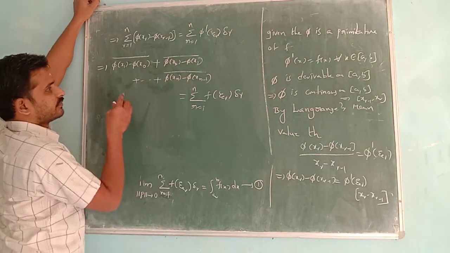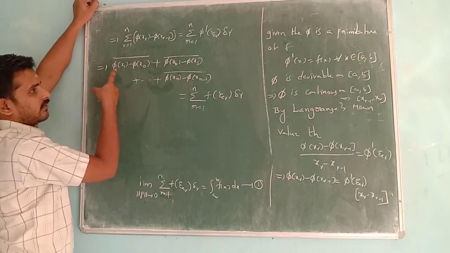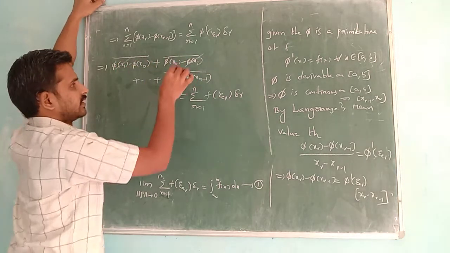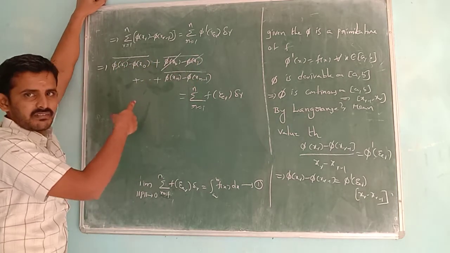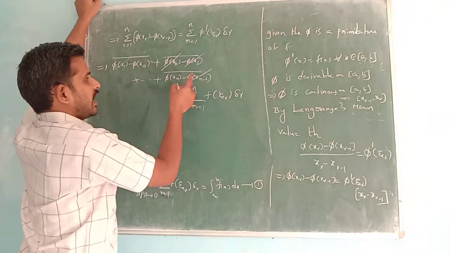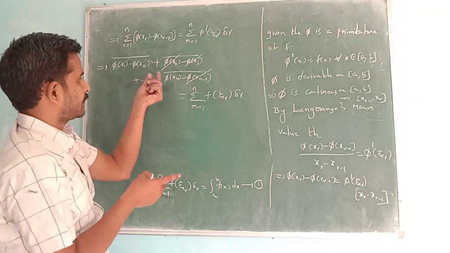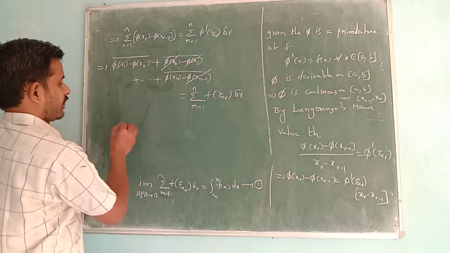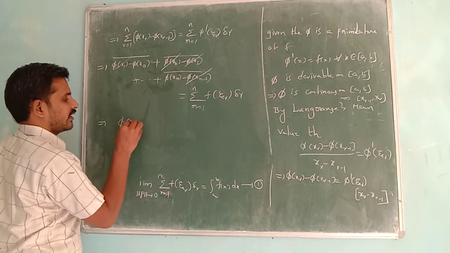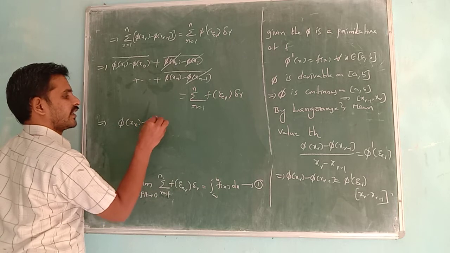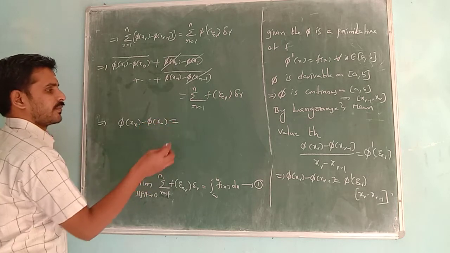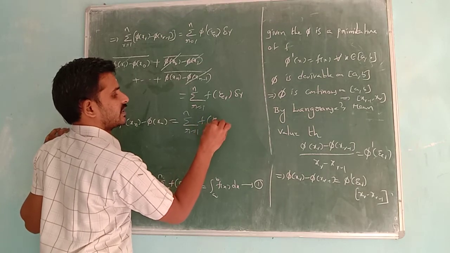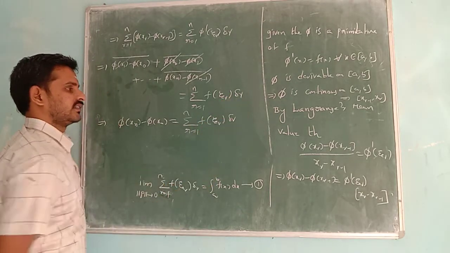Okay. Now plus phi(x1) minus phi(x1) gets cancelled. Phi(x2) minus phi(x2) gets cancelled. So all terms are cancelled except phi(xn) and phi(x0). So we can write phi(xn) - phi(x0) is equal to sigma, r running from 1 to n, f of xi_r delta r.